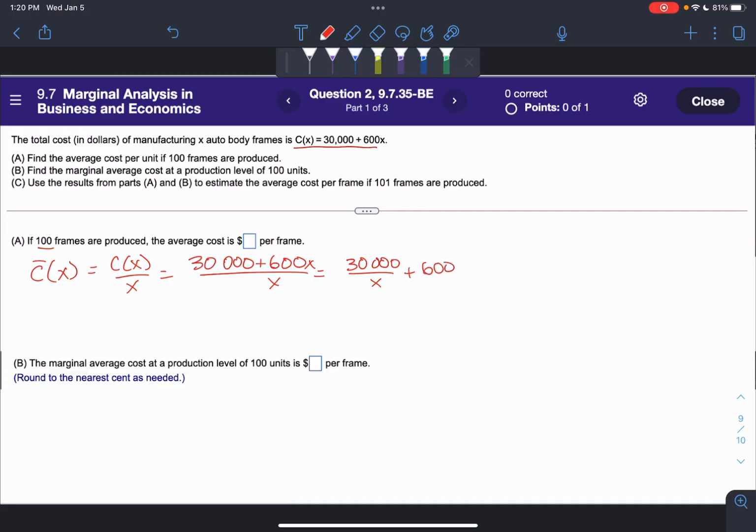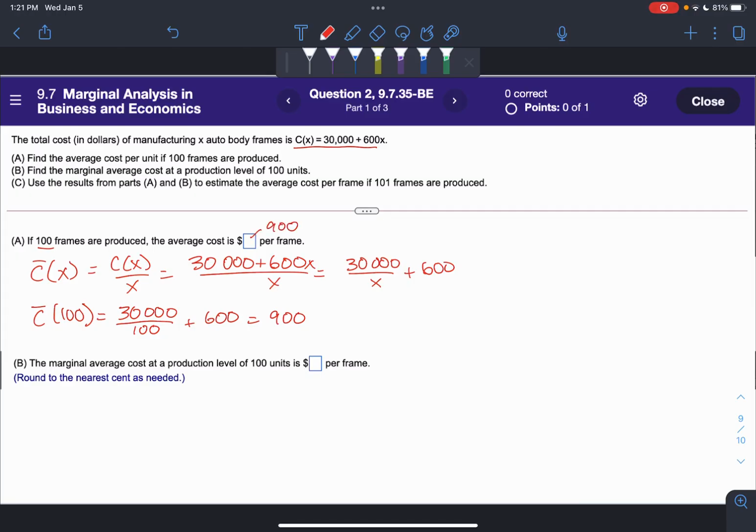And so if we were to find the average cost of 100 frames, that's just plugging in 100 wherever I see an x in my average cost function. So that's 30,000 divided by 100 plus 600. And so this should give you 900. And that's our answer for A.